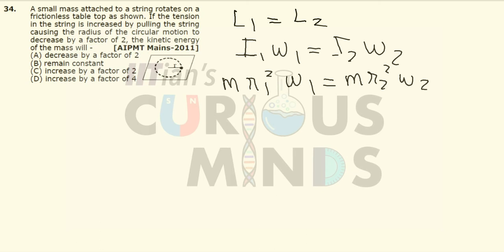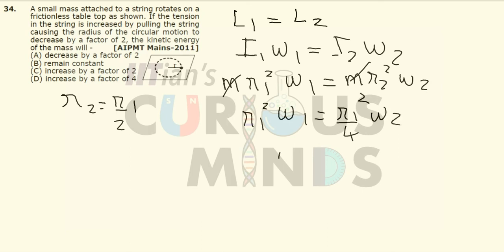Now since the radius is half, I can say that r2 will be equal to r1 divided by 2. So m and m will get cancelled out. r1 square omega 1 will be equal to r1 square divided by 4 into omega 2. So omega 2 will be equal to 4 times omega 1. The angular velocity will become 4 times the initial angular velocity.